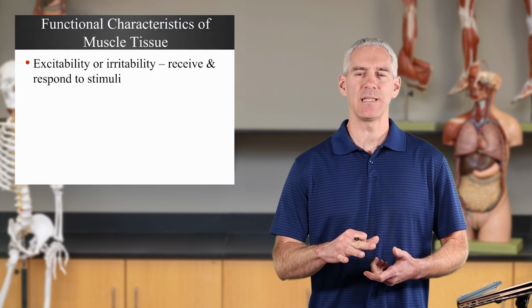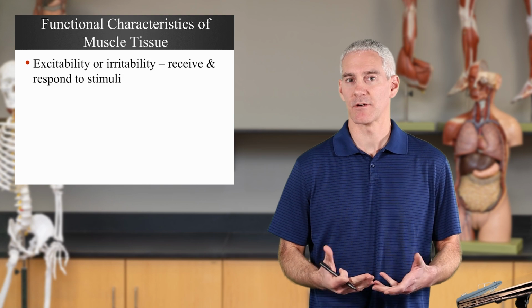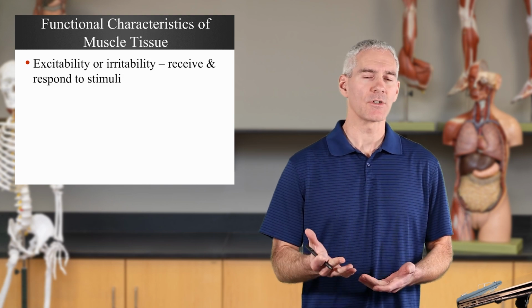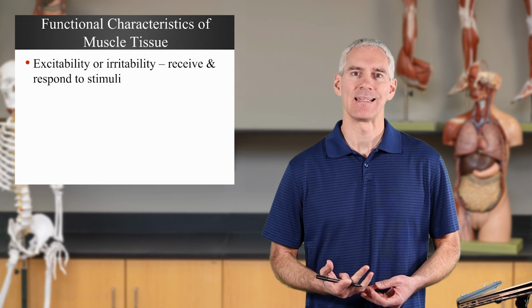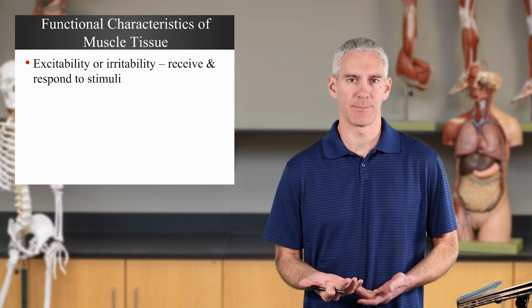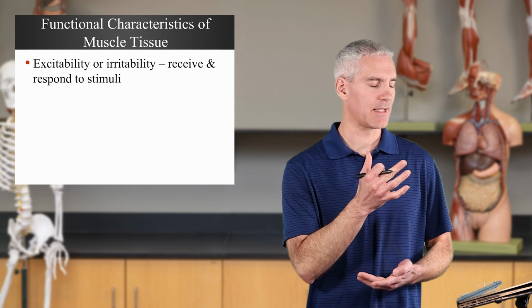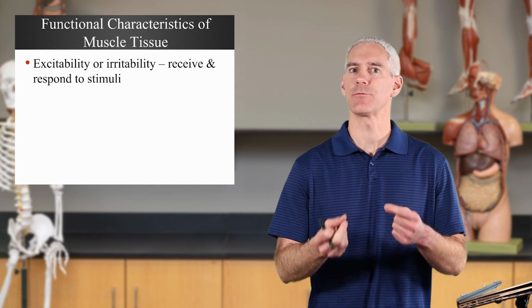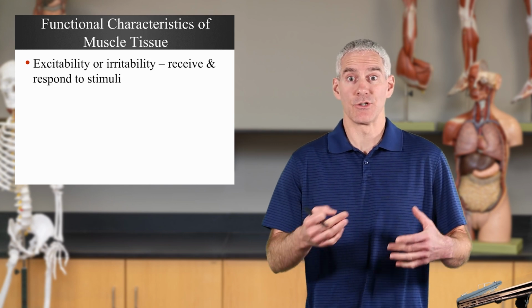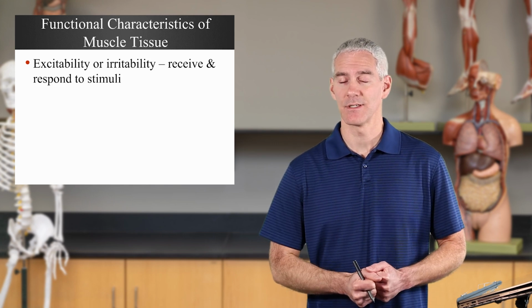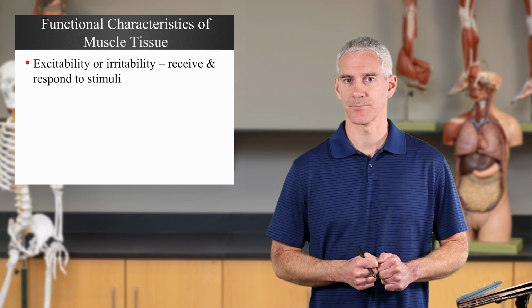So a few basic ideas of what muscles can do, what their basic ideas are. First thing is going to be excitability or irritability. Now, excitability or irritability is simply put as the ability to receive and respond to stimuli. What does that mean? It means your nervous system sends a signal out and the muscle responds.